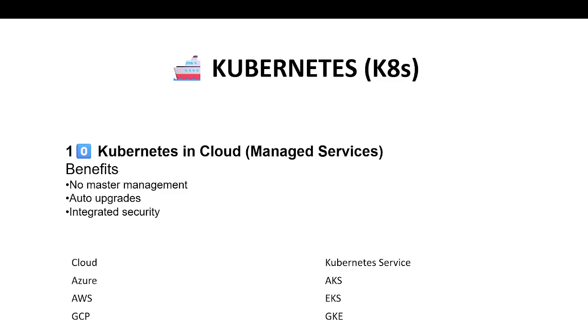So different clouds, Kubernetes service names. Azure AKS, Azure Kubernetes Service. AWS Elastic Kubernetes Service, and GCP Google Kubernetes Engine. So we call it by different names in different clouds: Azure AKS, AWS EKS, GCP GKE.